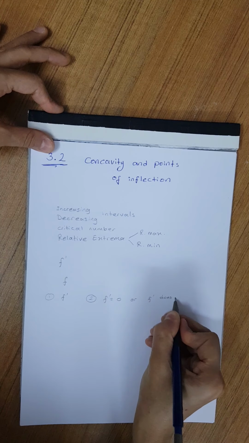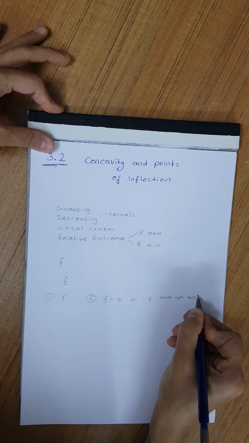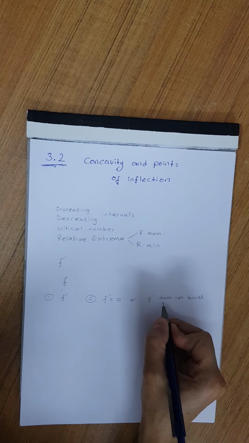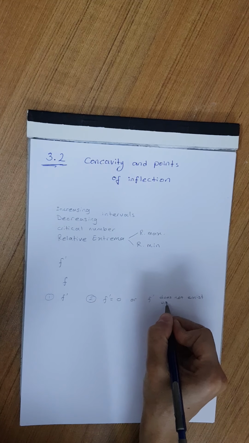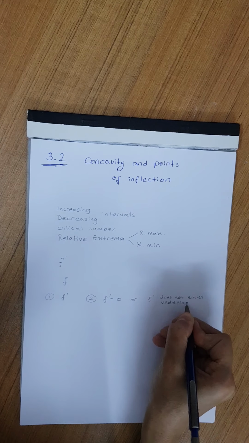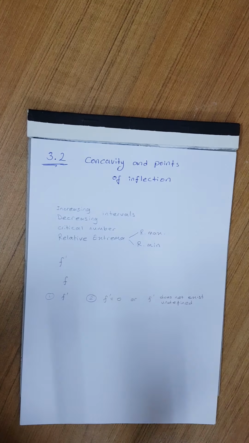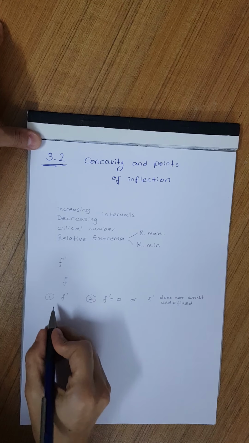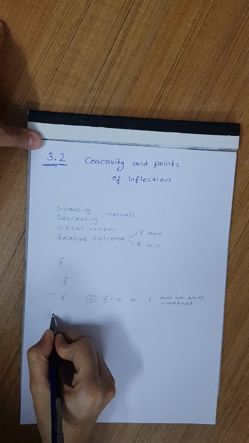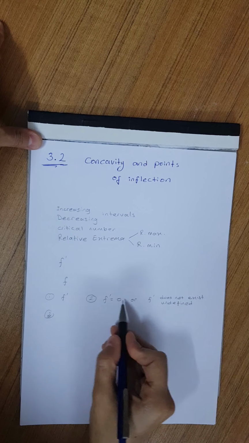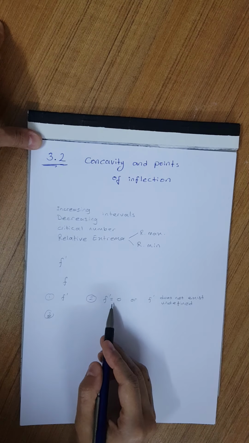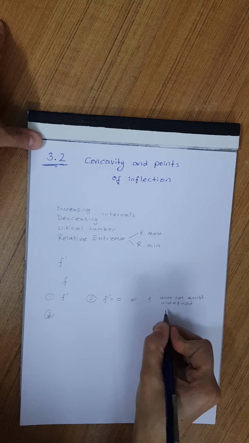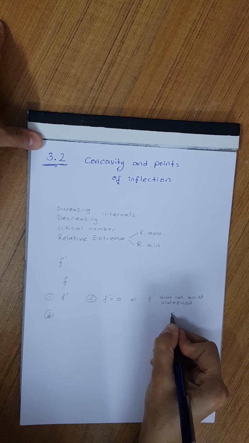Or we can say that f prime does not exist or is undefined. Both of them are true. Either you say f prime does not exist or f prime is undefined. And then what were we doing? When we find those numbers that make the first derivative equal to 0 or undefined, we get numbers, for example, a number c.